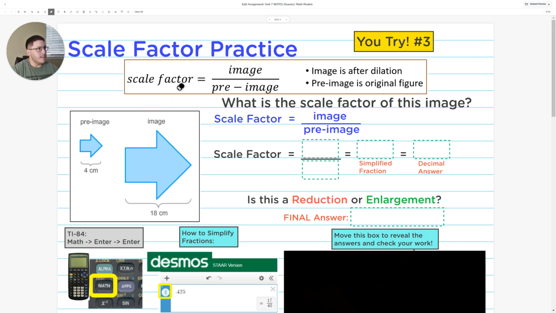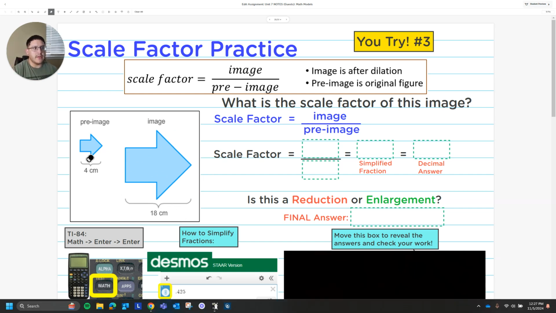You try number 3. What is the scale factor of this image? We have on the left side a pre-image where the length of the arrow is 4 centimeters, and the image where the length of the arrow turns into 18 centimeters.